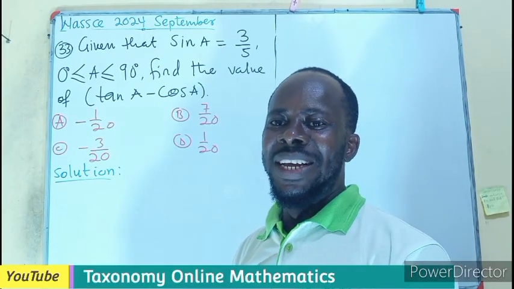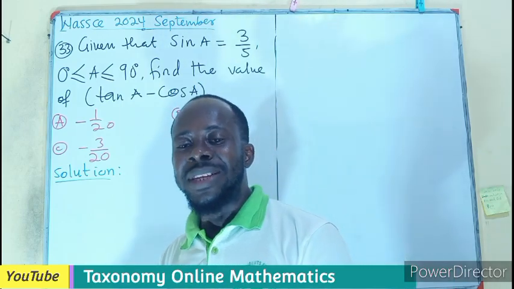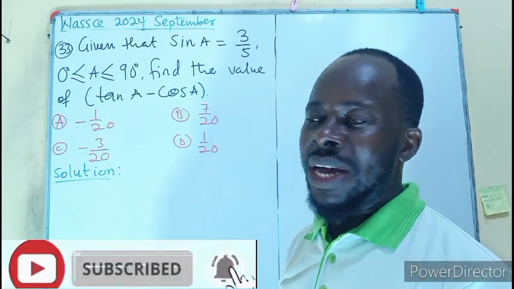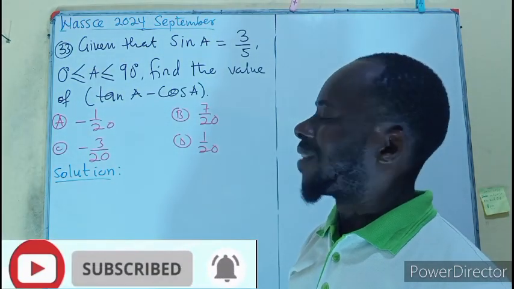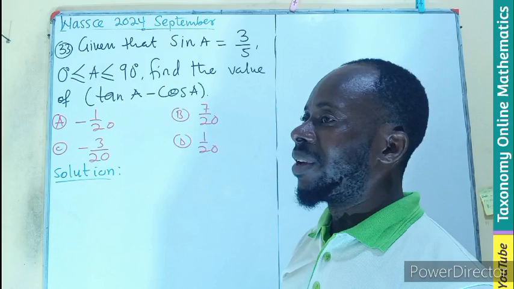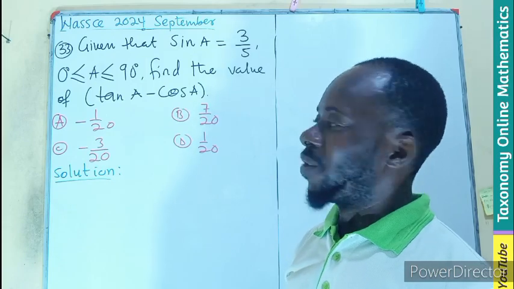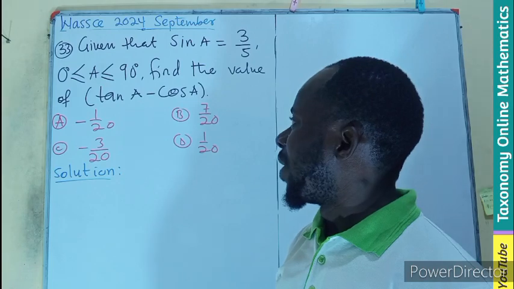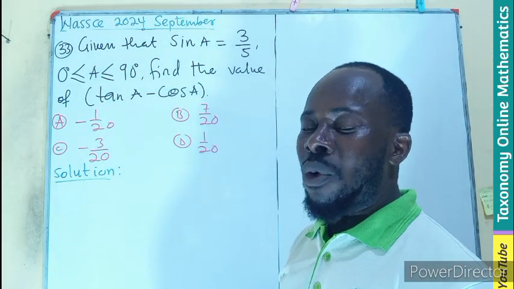Let's look at this question under trigonometry. It came for WASSCE 2024 September edition for Ghana. Given that sine A is given a value of 3 on 5, where that angle is between 0 and 90 degrees, which is an acute angle, we have to find the value of tan A minus cos A.